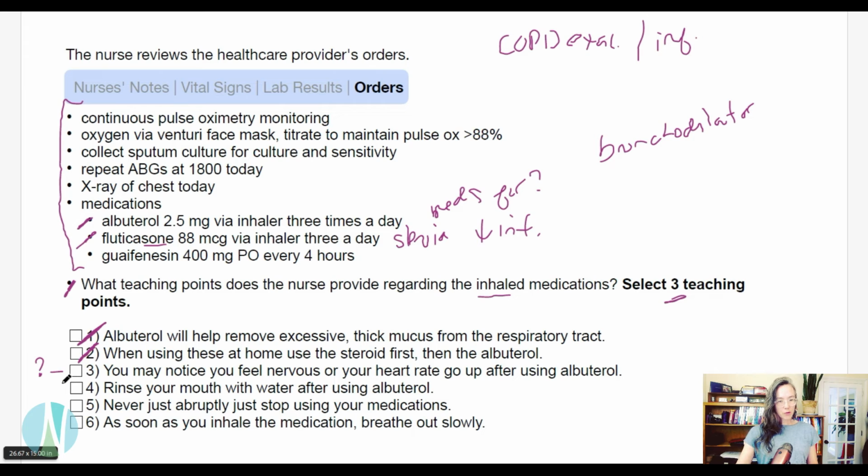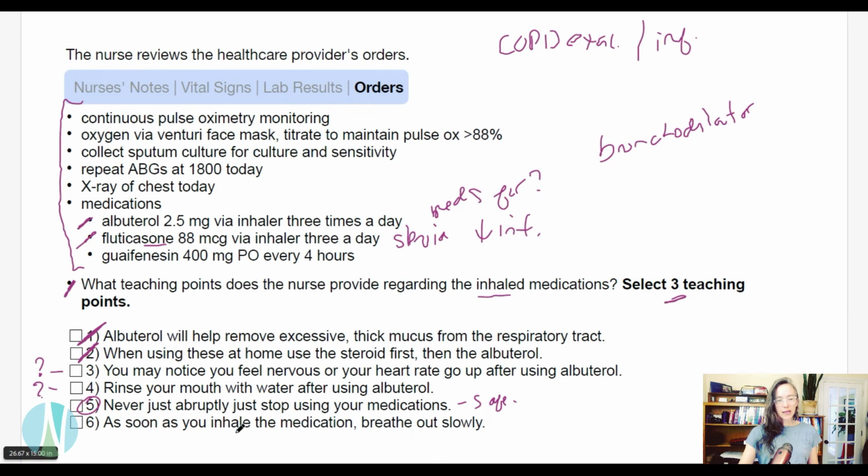So, do you rinse your mouth with water after using albuterol? I don't know. I'm just going to question that. Never just abruptly stop using your medications. Well, that seems like a really safe answer. I think you want to pick generally good answers regardless of the medication. Generally good is a strategy and it's very safe. So I like number 5.